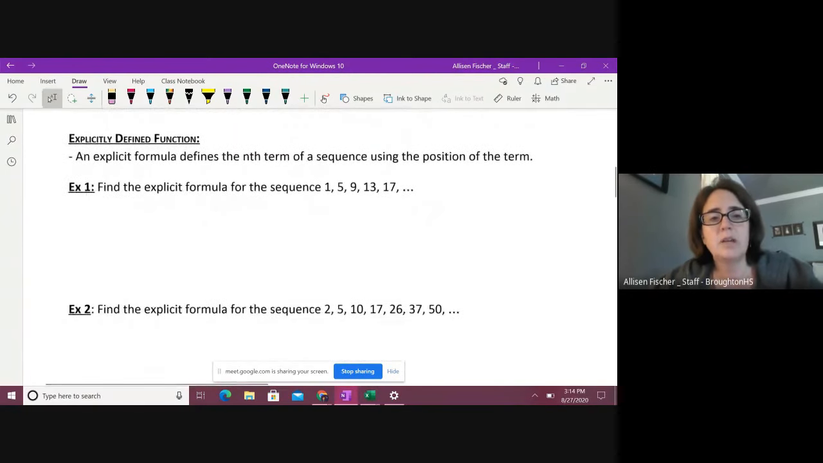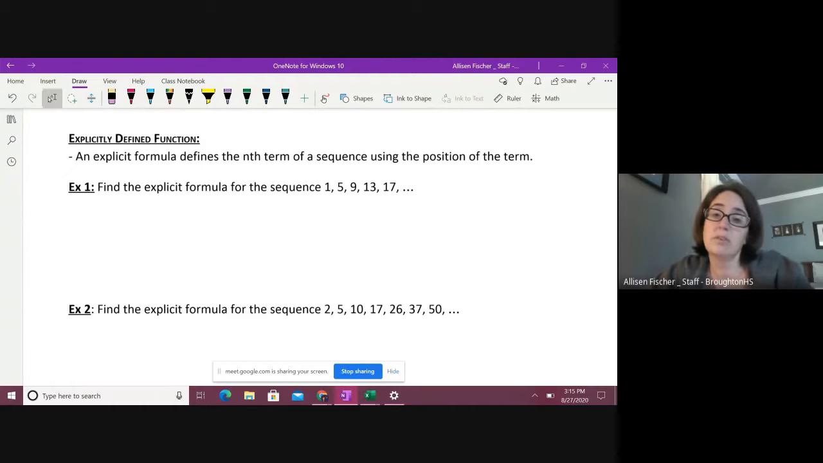So the first type of sequence is what you did when you were in Math 1, and it was called an explicit function. So explicit means straightforward. If I give you explicit directions to do something, it means I have given you straightforward instructions. If I say I've been very explicit with you, it means I have been very clear with you. So an explicitly defined function means it's very straightforward. So if you look at the definition here, it says an explicit formula defines what the nth term of a sequence is using the position of the term.